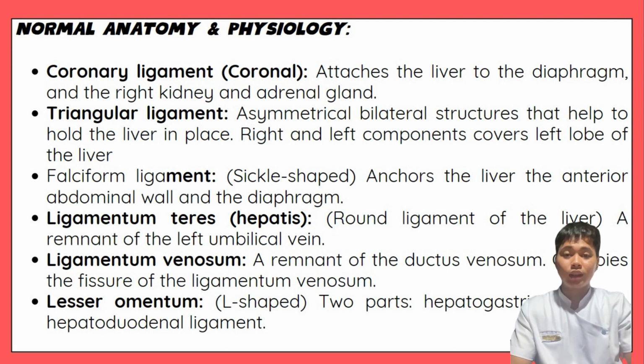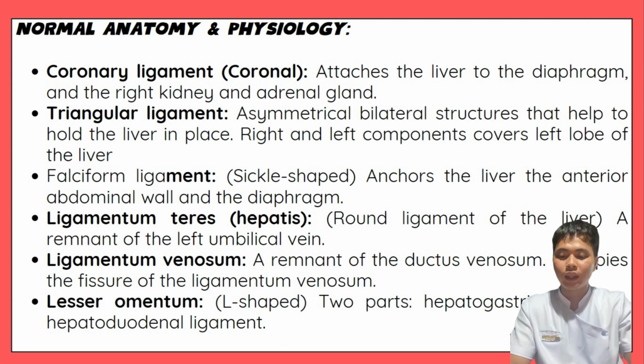And also, the other parts of the liver that are also important. The coronary ligament or the coronal attaches the liver to the diaphragm and the right kidney and adrenal gland. The next one is the triangular ligament, asymmetrically bilateral structures that help to hold the liver in place. Right and left components cover the left lobe of the liver. The falciform ligament, or the sickle shape, anchors the liver to the anterior abdominal wall and the diaphragm. The next one is the ligamentum teres hepatis, the round ligament of the liver, a remnant of the left umbilical vein.